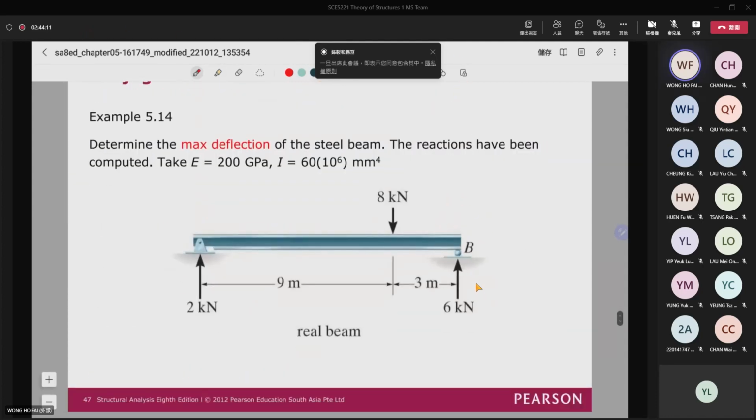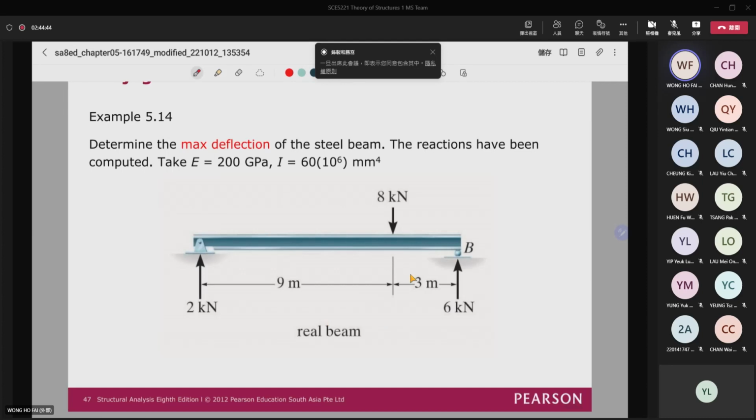And then for the next example, we want to find the maximum deflection of the beam. For this, if you want to find the maximum deflection, then that means for the conjugate beam, we need to find the maximum moment location, because deflection is equivalent to the moment in the conjugate beam. If you want to find the maximum moment, then the shear at that location must be equal to 0.